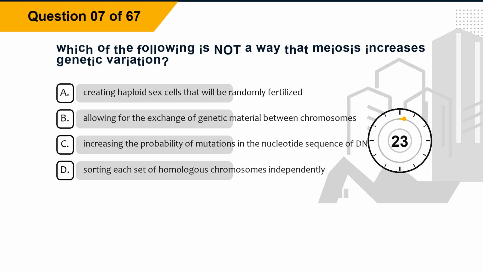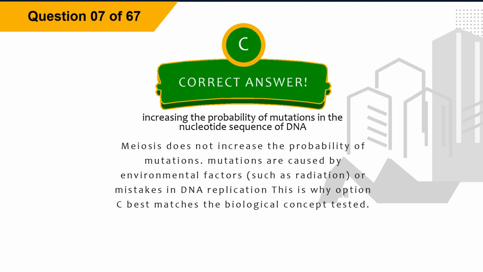Question 7. Which of the following is not a way that meiosis increases genetic variation? Option A, creating haploid sex cells that will be randomly fertilized. Option B, allowing for the exchange of genetic material between chromosomes. Option C, increasing the probability of mutations in the nucleotide sequence of DNA. Option D, sorting each set of homologous chromosomes independently. The correct answer is option C, increasing the probability of mutations in the nucleotide sequence of DNA. Explanation. Meiosis does not increase the probability of mutations. Mutations are caused by environmental factors, such as radiation, or mistakes in DNA replication. This is why option C best matches the biological concept tested.